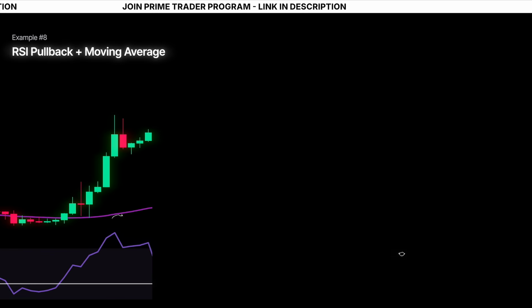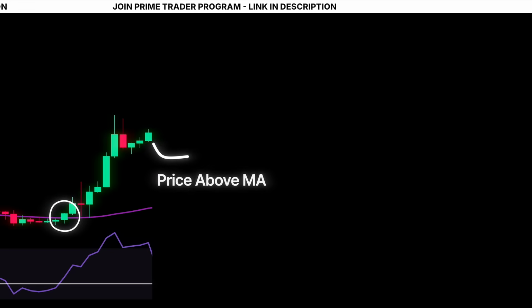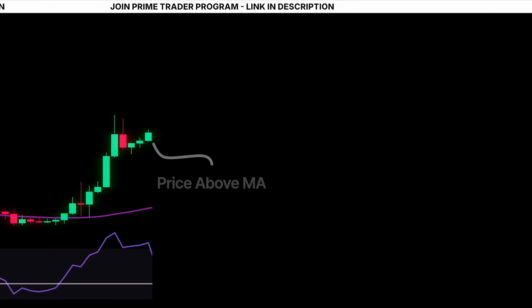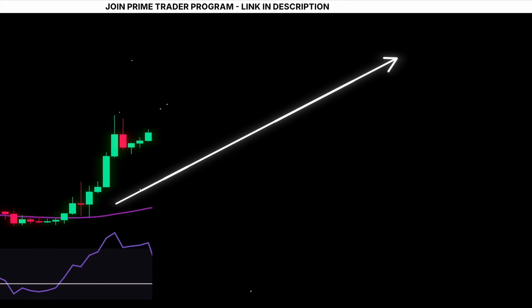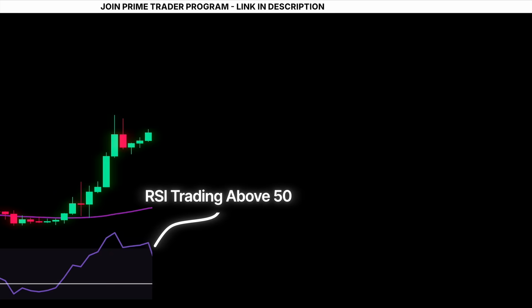Here is another example where we add the RSI pullback setup with the moving average. The price breaks above the 50-period moving average and starts trading up. The moving average is sloped upwards, therefore we can confirm the price is in an uptrend. The RSI is also trading above the 50 line, which adds to the uptrend bias.